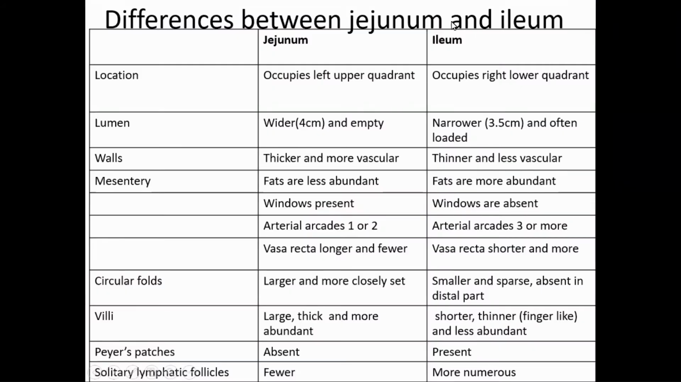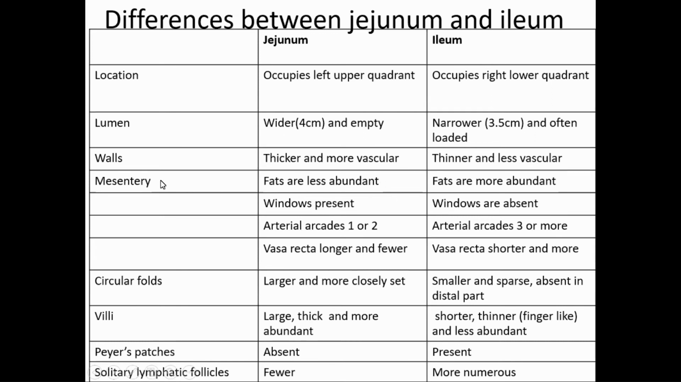So what are the differences between the jejunum and the ileum? Location: the jejunum lies in the left upper quadrant, the ileum in the right lower quadrant. The lumen of the jejunum is wide and empty, whereas the ileum is narrow and loaded because it lies near the large intestine. The wall of the jejunum is thicker and more vascular, whereas the ileum is thinner and less vascular. Mesenteric fat is less abundant in the jejunum and more abundant in the ileum.